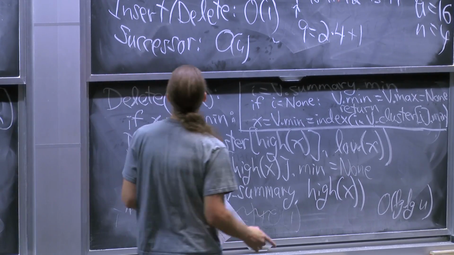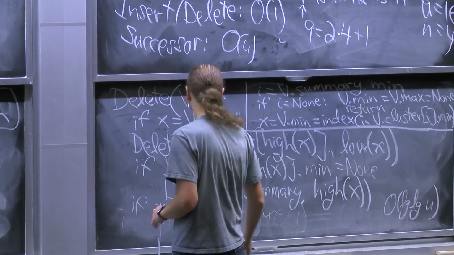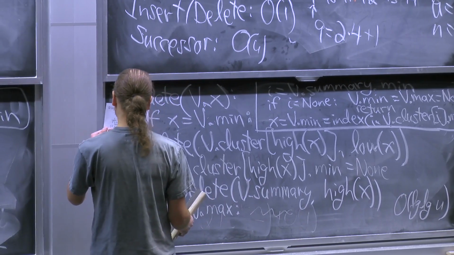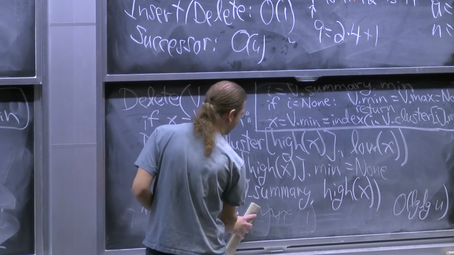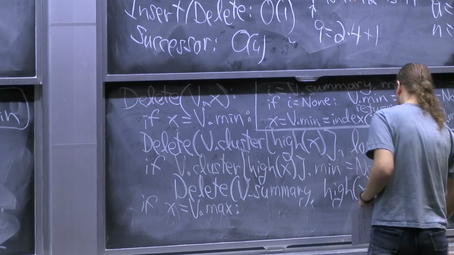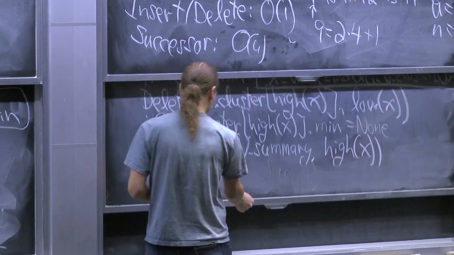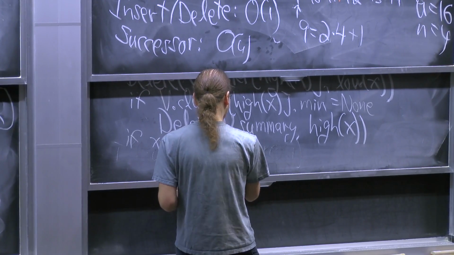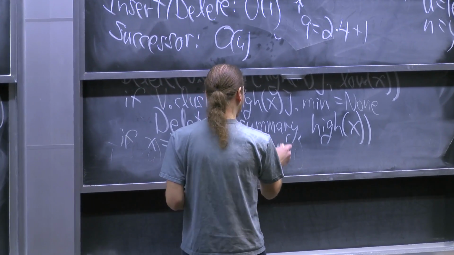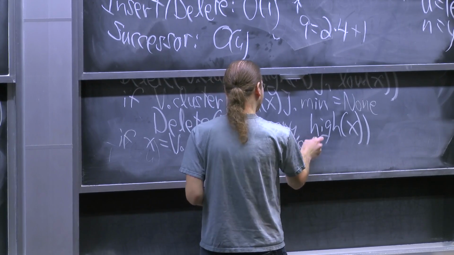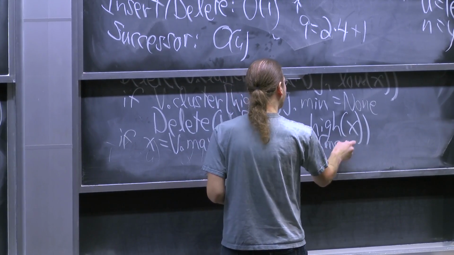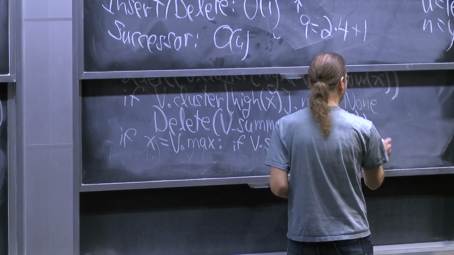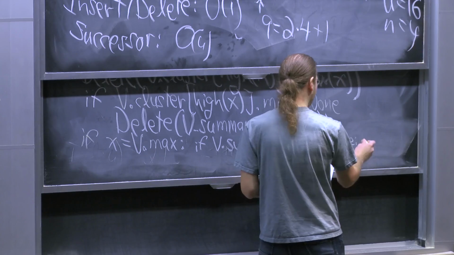OK. Let's go somewhere else. Not enough room, I think. Maybe I can squeeze it in. It's going to be super compact. So when x equals v.max, there are 2 cases. So max is a little different. We just need to keep it up to date. So it's not that hard. We don't have to do any recursive magic.